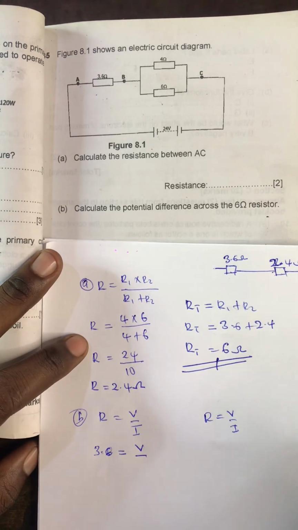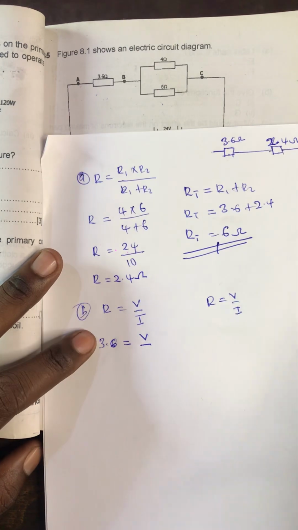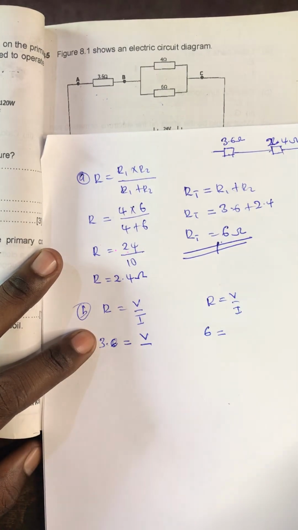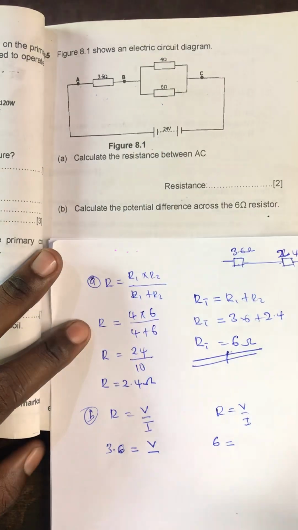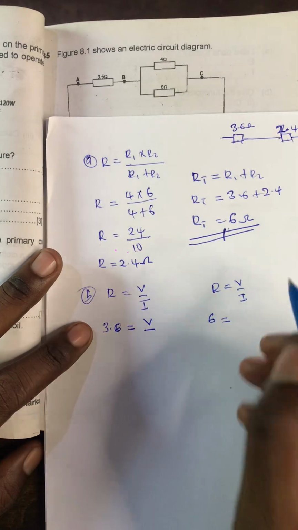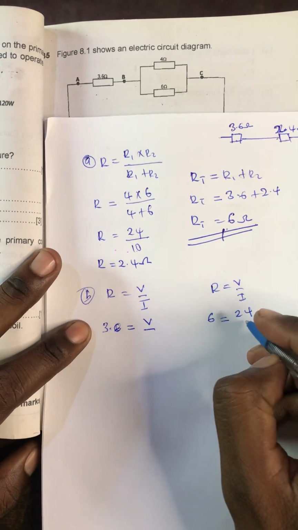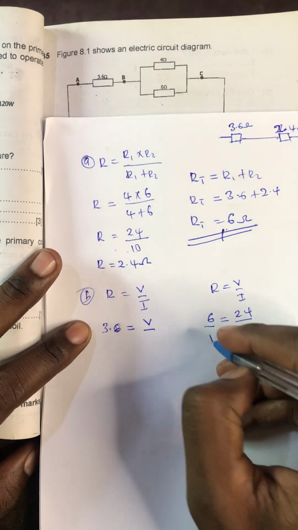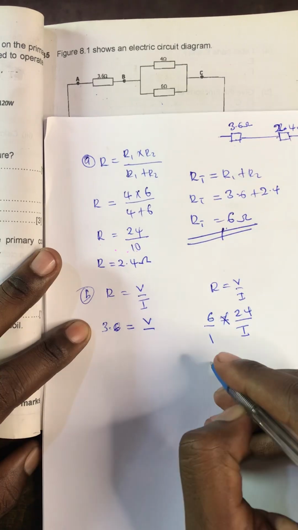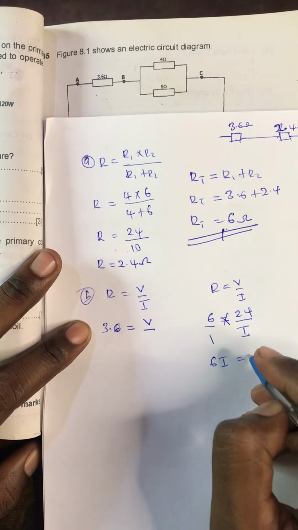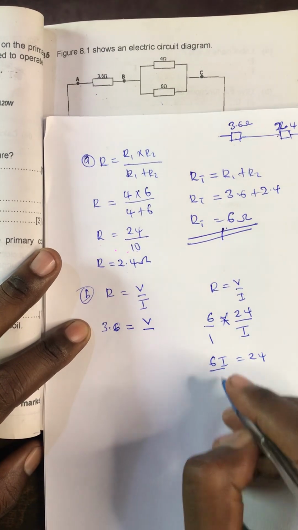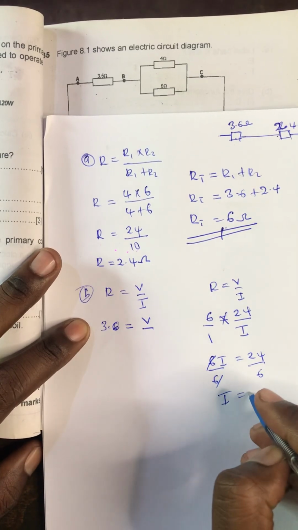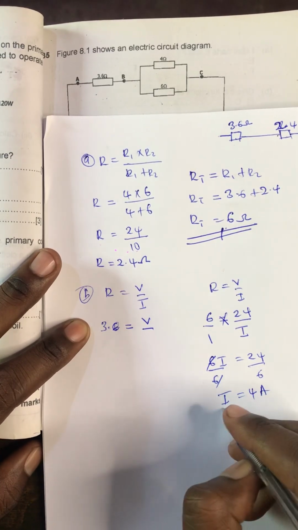Now look at this. Do we have the total resistance in this circuit? Yes, we have. It is 6 ohms. So where there is resistance, we put 6 equals. Do we have the total voltage? It is 24. So the total voltage is 24 over the total current that we are looking for. And then we do what? Cross multiply. So 6 times current, we get 6 current equals 24. And then from there, we are going to divide both sides by 6 like that. So the current will be equal to 4 amps.